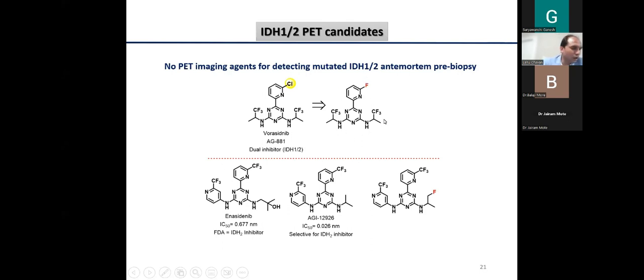Along with this, we also selected another molecule, which is an analog of AGI-12926. And this is a potent molecule selective for IDH2 only. And this one is selective for IDH1 and IDH2, called a dual inhibitor.